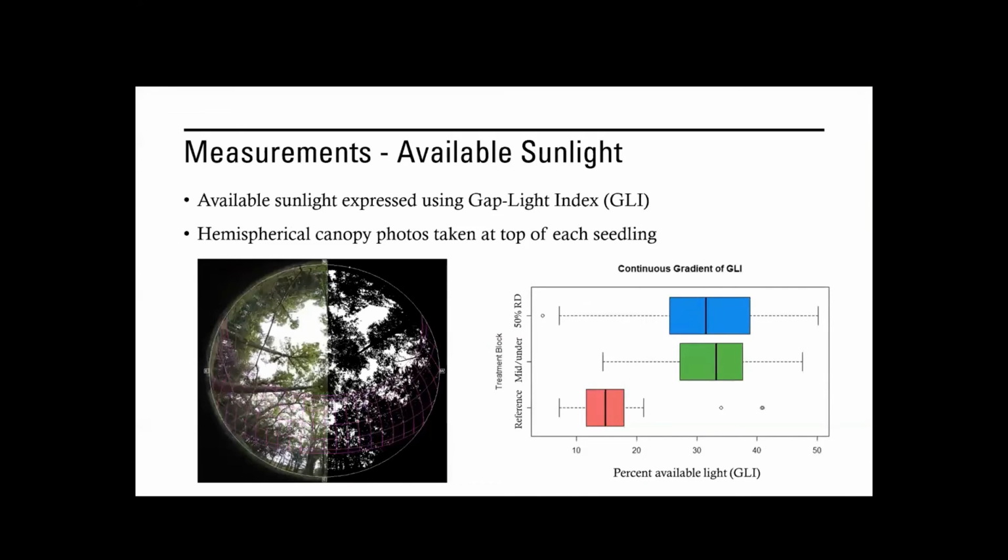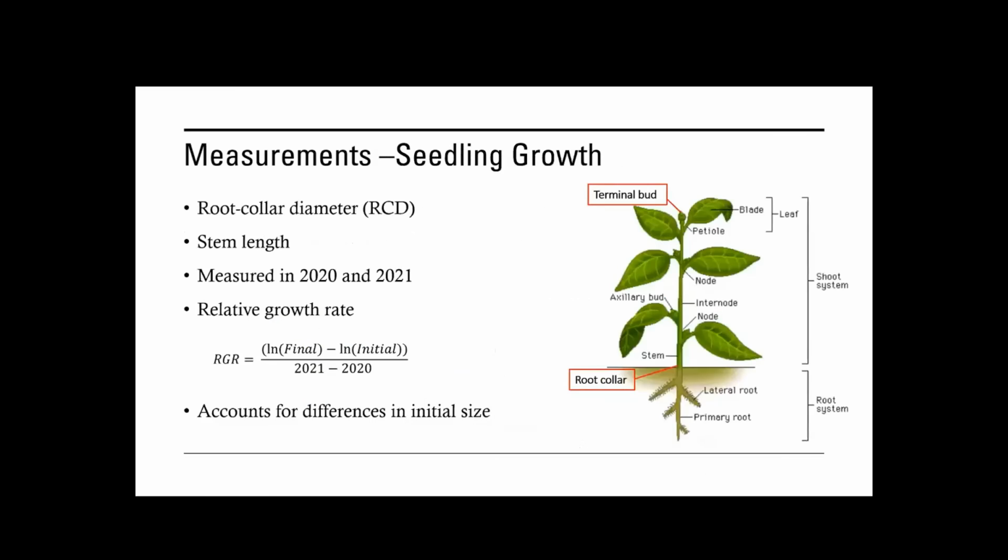We characterized the available light environment of each seedling using hemispherical canopy photos and expressed this using the gap light index as a percent between 0 and 100. You can see from this box plot, we were able to create a gradient of available light ranging from about 5 to 50% full sunlight.